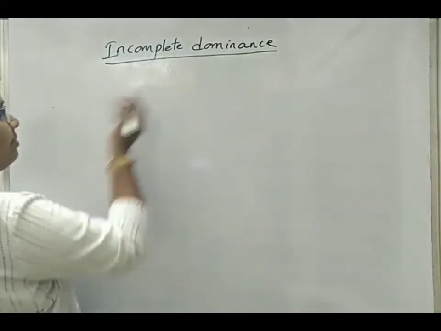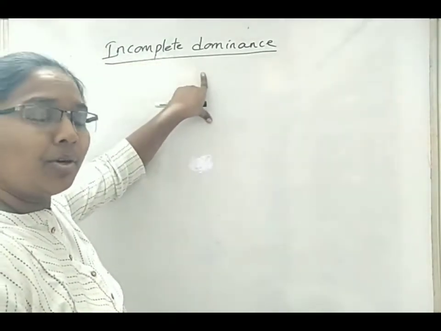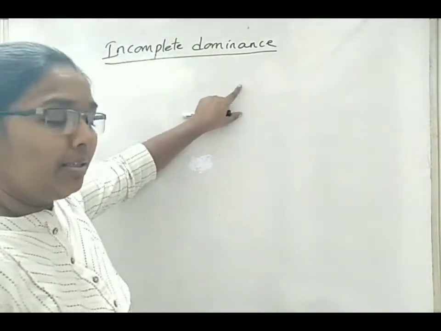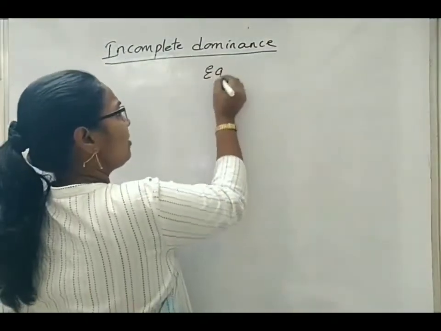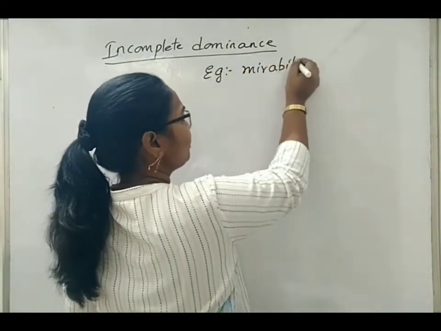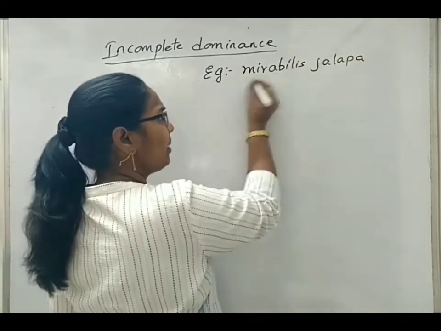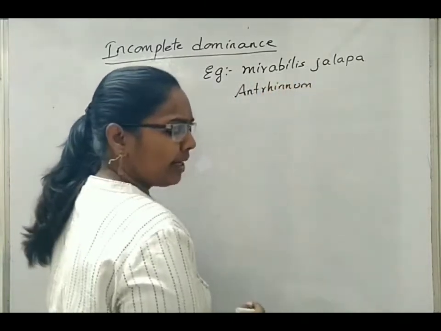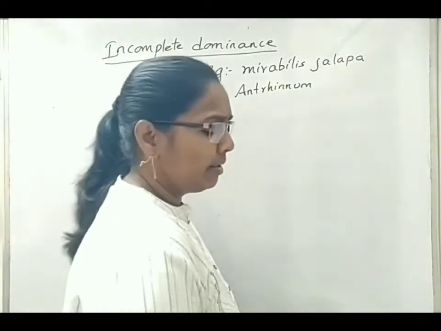Now, since law of dominance is not getting expressed in all types of organisms, it is considered as not universally applicable. That point also I explained in the previous class. Now, examples to explain this incomplete dominance are Mirabilis jalapa, which we commonly call as touch-me-not plant. Next one, Antirrhinum plant, which we also call as dog flower or snapdragon flower.